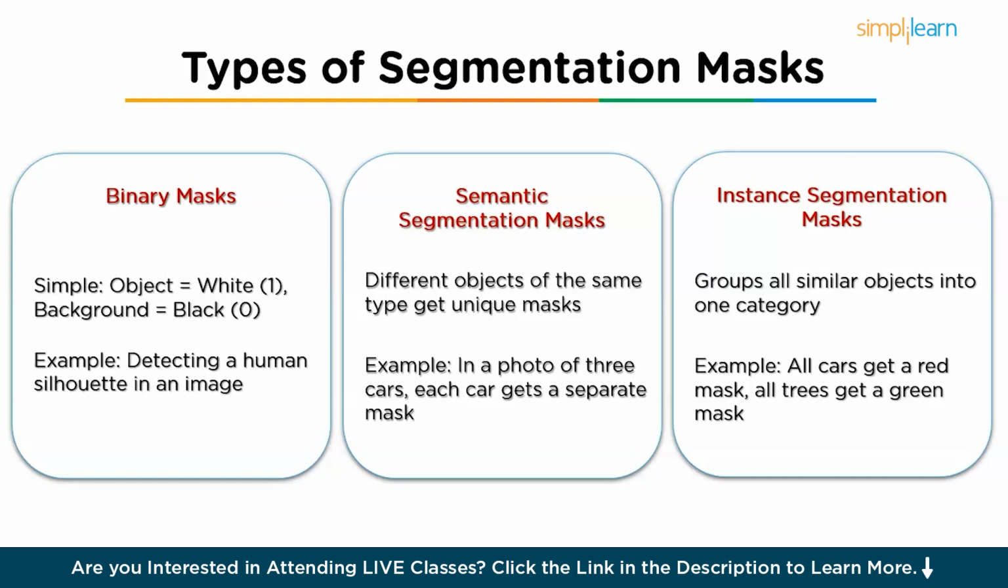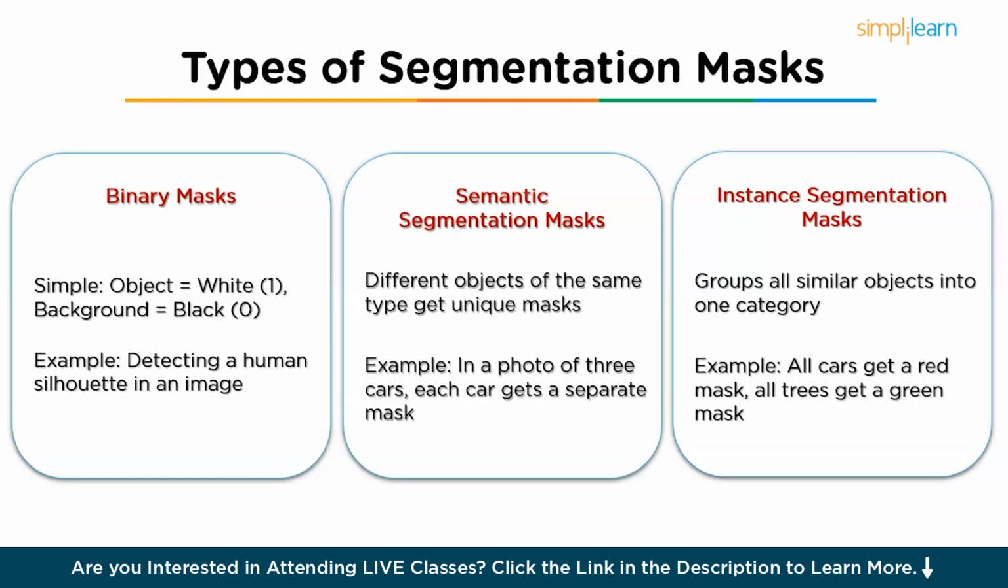Think of it like a stencil. So anything that belongs to the object is marked in white, 1, while everything else is black, 0. So for example, if you're detecting a human silhouette, the person appears in white and the background stays black. So this technique is useful for tasks like background removal or object detection, making it easier for AI models to focus on what matters.